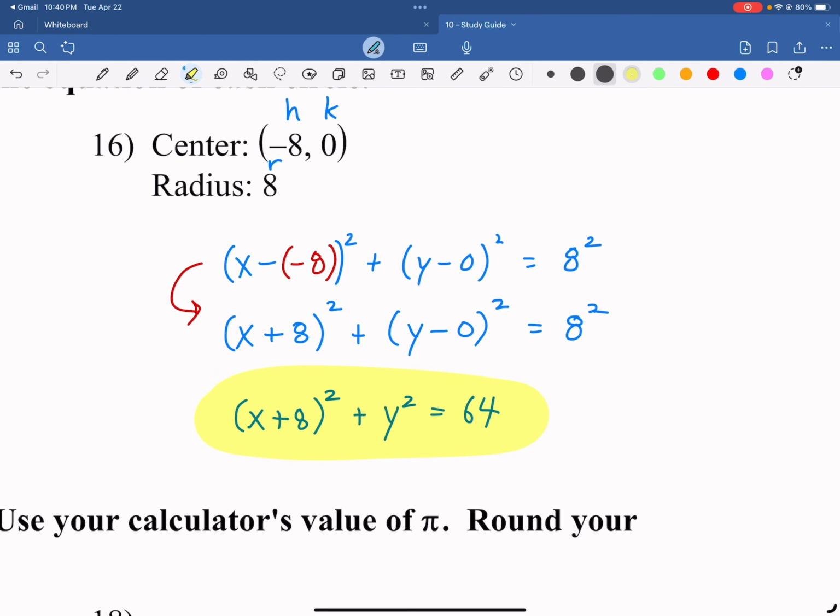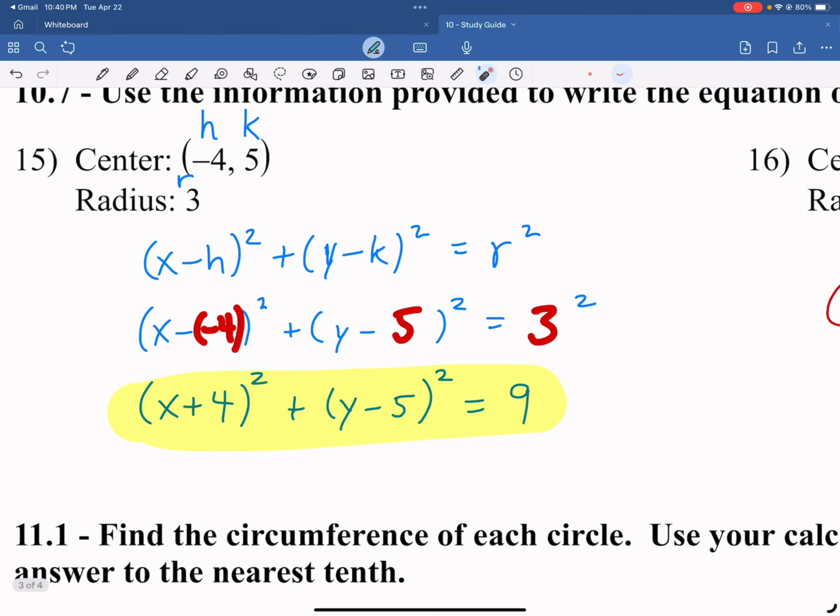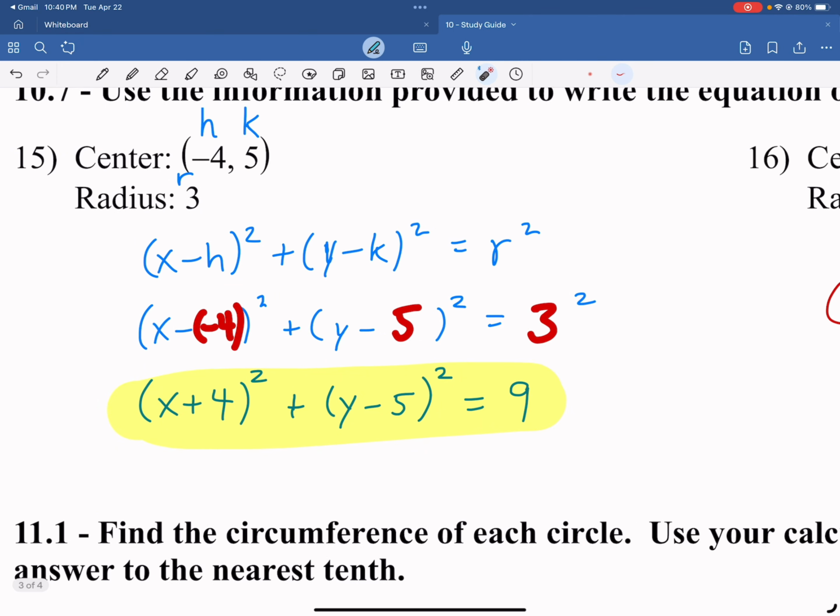But yes, even on this problem, even on the previous one, you can skip all these steps if you just notice that it's the opposite, right? Negative 8 becomes positive 8. 0, well, 0 just doesn't need anything. If you look at this one, negative 4 became positive 4. Positive 5 became negative 5.